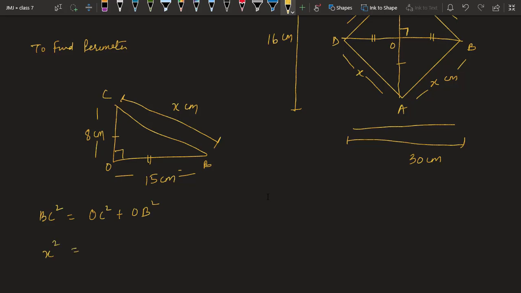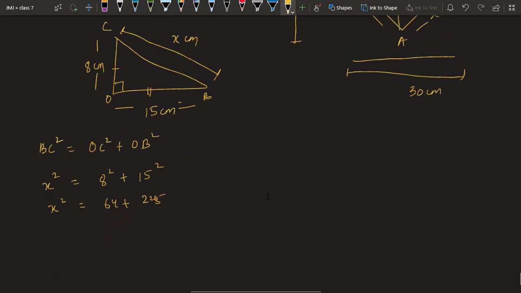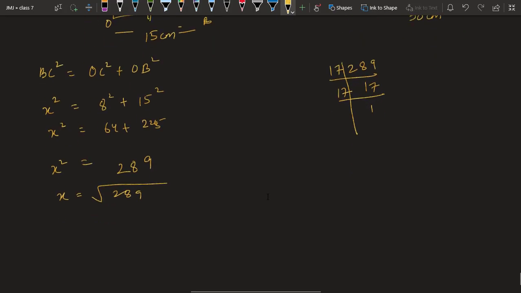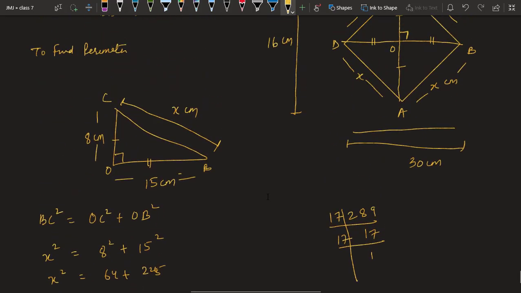BC square is equal to OC square plus OB square. BC is x square, OC is 8 square plus 15 square. 8 square is 64, 15 square is 225. If we add this, we will get 5 plus 4 is 9, 2 plus 6 is 8, 289. So x is equal to under root 289, and if you know this thing better, 289 is divisible by 17 only. 17 17s are 289. So x is coming out as 17 centimeter. So we have got x.